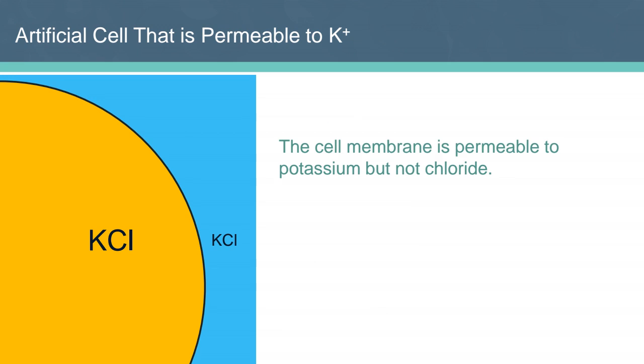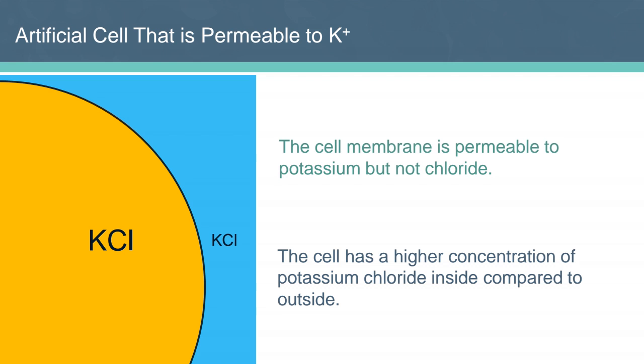Cells in your body are complicated. For this reason, we'll consider an artificial cell with a membrane that is permeable to only potassium. This means that potassium can move freely between the inside and outside of the cell. Other ions, such as sodium and chloride, cannot. Let's imagine that there's a higher concentration of potassium chloride inside of a cell compared to outside.